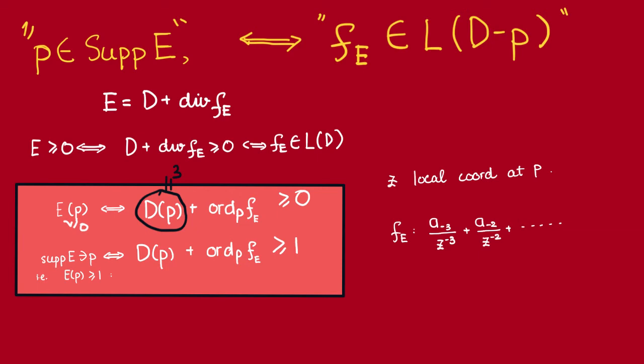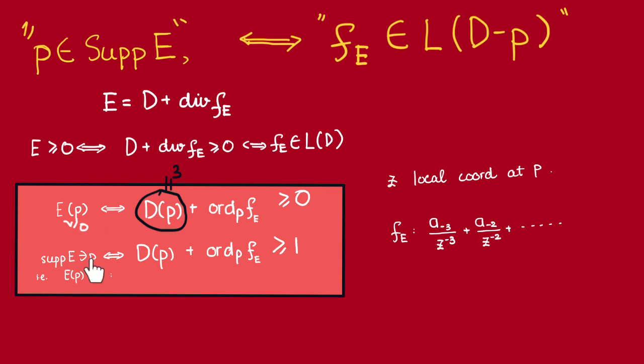So that means that if we take a local coordinate z at P, and we expand Fe in terms of a Laurent series in this coordinate at P, then it cannot have terms of order lower than minus 3, so it has to start from here. So this is what it means for E_P to be greater than or equal to 0.